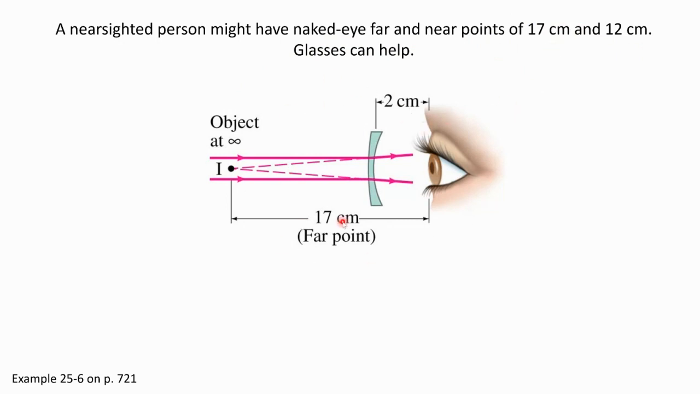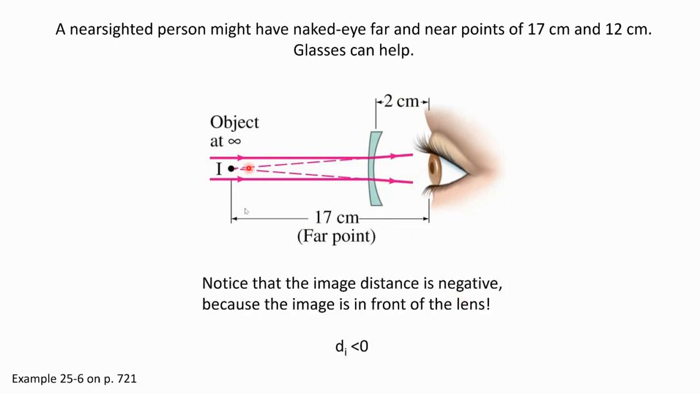So what we want to do is pick out a lens so that an object that's infinitely far away has its image placed at the far point, like this. Right? So the object is infinitely far away. This lens will put the image at this location, 17 centimeters from the eye, where the person can actually focus on it and see it clearly. Notice that there's 2 centimeters between the lens and the eye. This is not contact lenses. There's a space here, and you've got to take that into account.